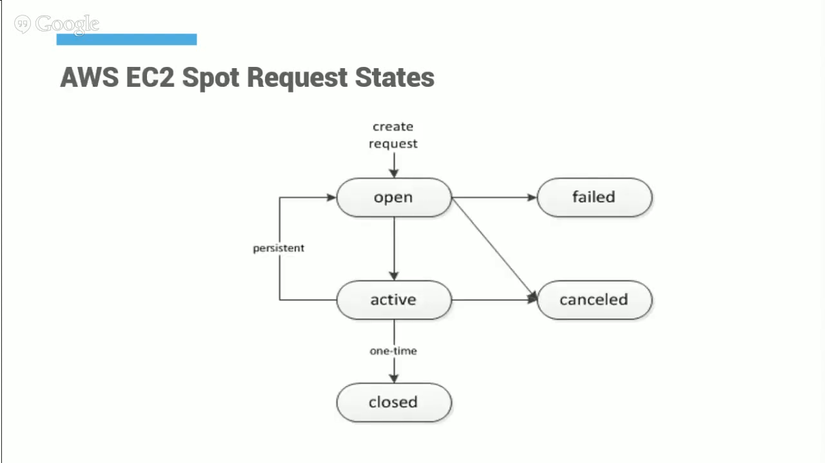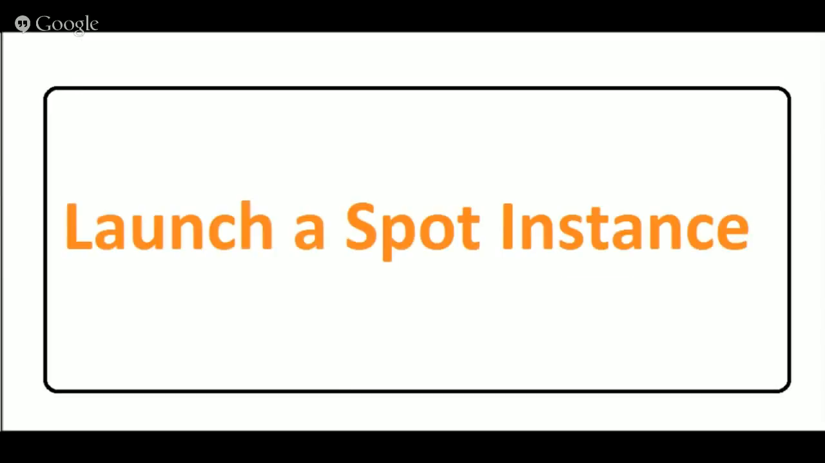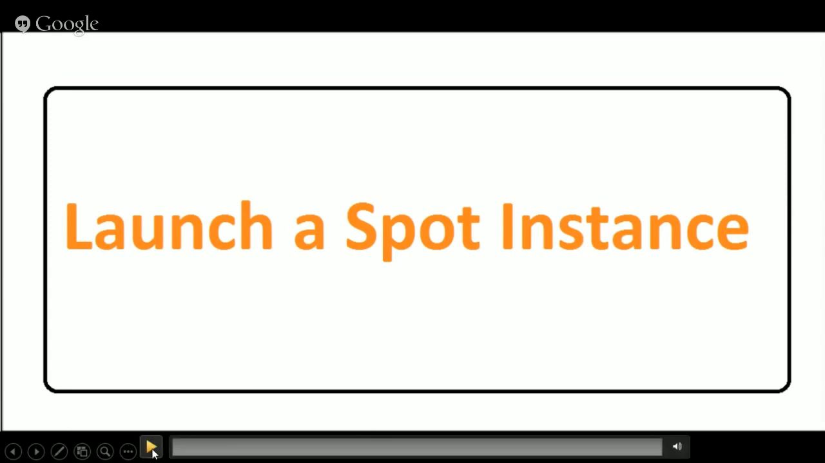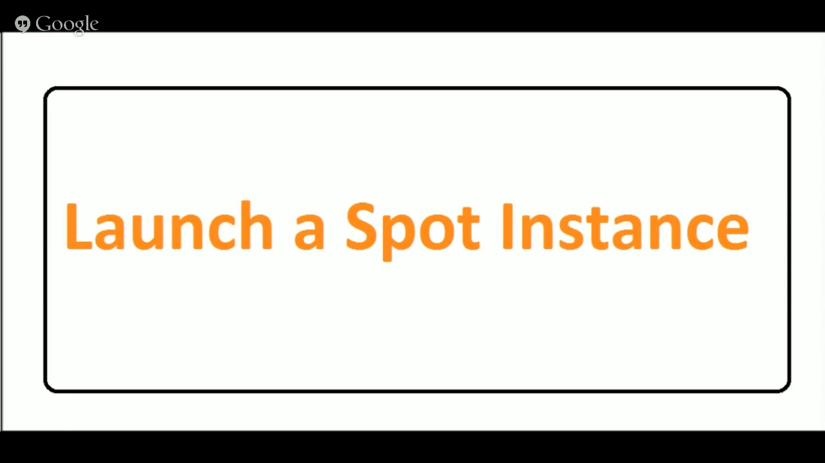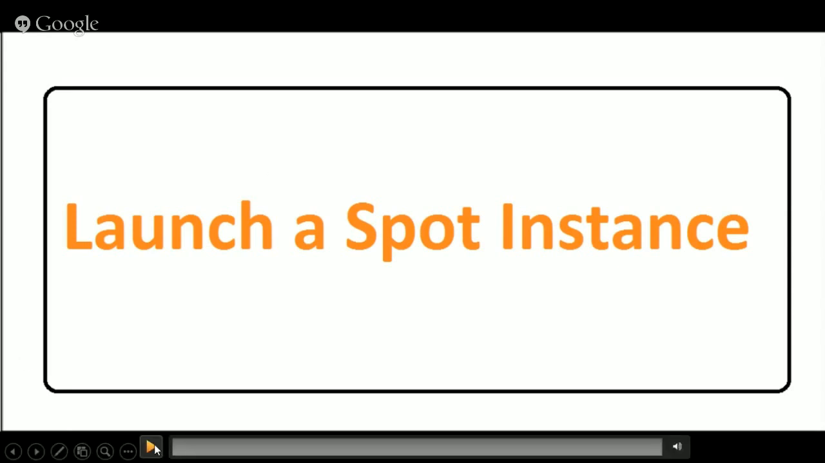Again, this is a visual view of the spot request states. So when you create a request, it would be in open, and then it would move to active, and you can cancel it from an active state or an open state, and it would move to closed if it is one time. If it is persistent, it would just loop until it expires. So I'm just going to go ahead and run a short video wherein I'm going to launch a spot instance from the management console.